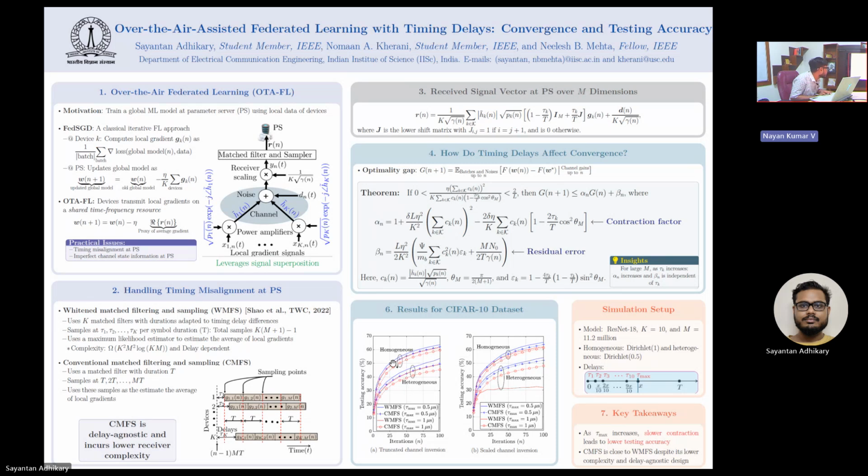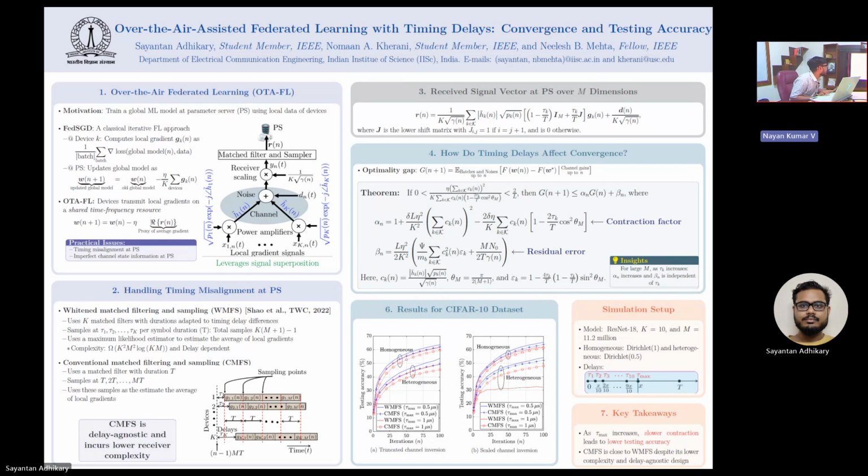Let's just first look at the homogeneous setting. So the top line is WMFS. WMFS is the whitened match filtering approach. It is certainly better than the second line, which is dotted plus. This is the CMFS, and this is for a tau max of 0.5. That means 0.5 microseconds, and the symbol duration is 1 microsecond. Therefore, your tau max is 50% of the symbol duration. So your delays are there, but they are not too severe. For this case, we see that WMFS is certainly better in this case.